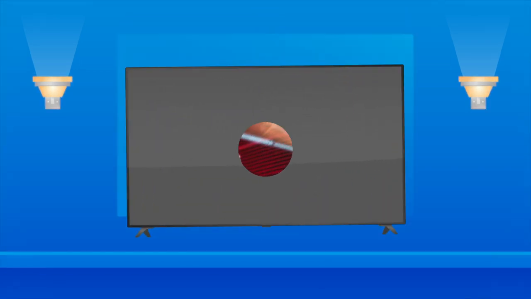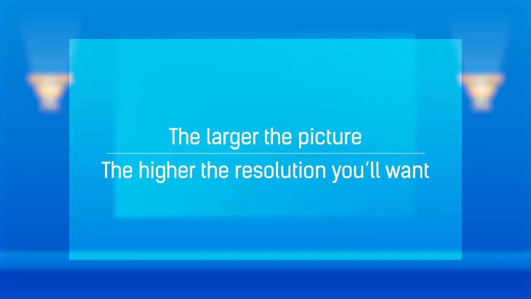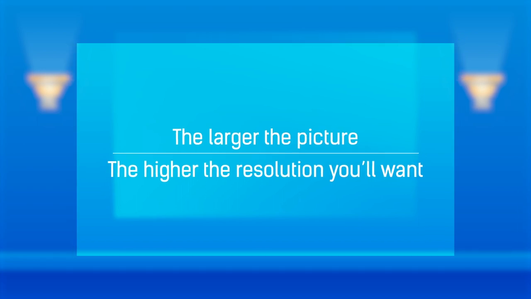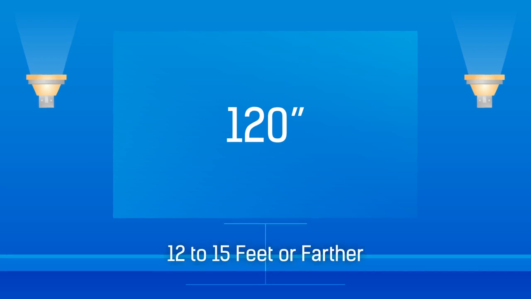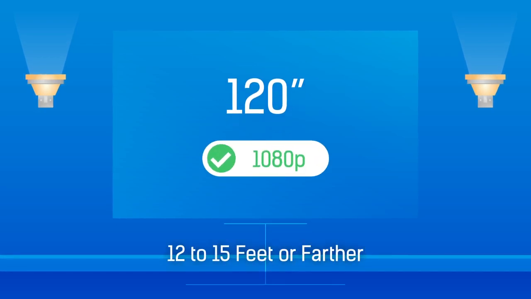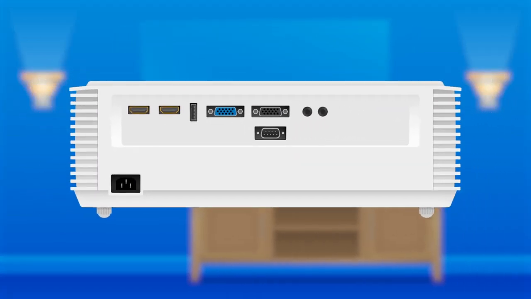And just like TVs, projectors can have different resolutions. 1080p and 4K are currently the most common, and, also just like TVs, the larger the picture, the higher the resolution you'll want. These aren't hard and fast rules, but if you're projecting a 120-inch picture and you're sitting anywhere from 12 to 15 feet away from the screen or farther, a 1080p resolution will typically be fine. If you're sitting closer than 12 feet and still want to project that same 120-inch image, you'll be happier with 4K.